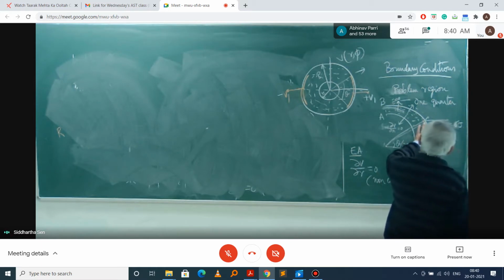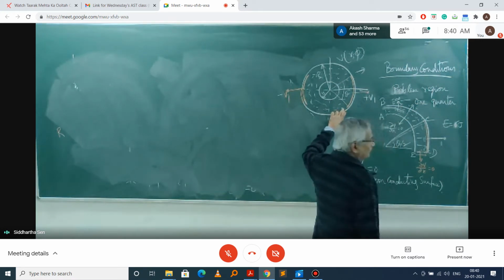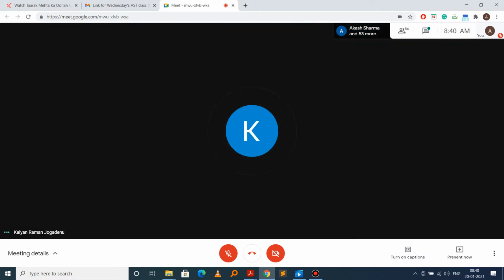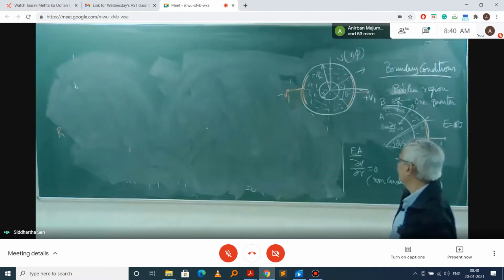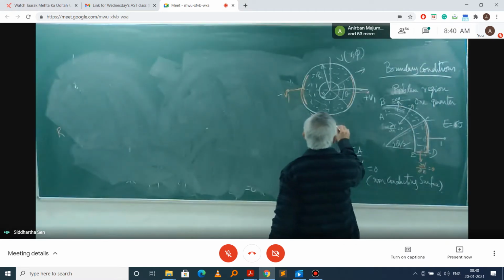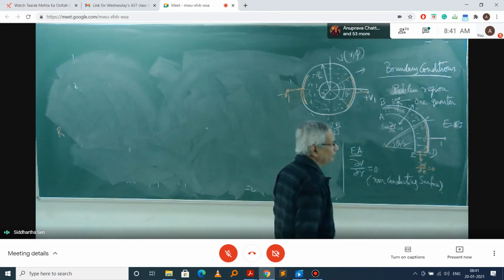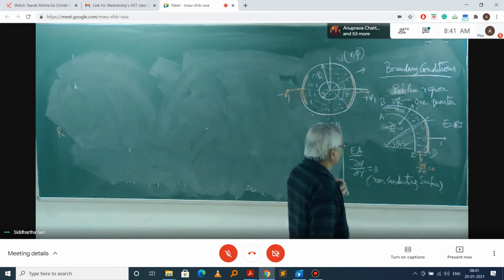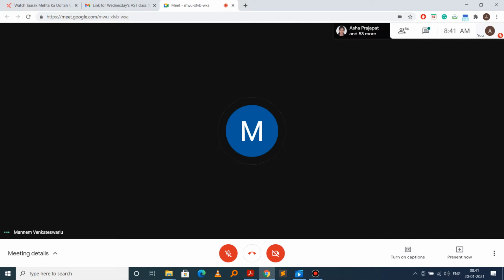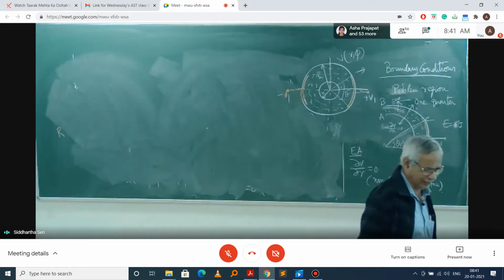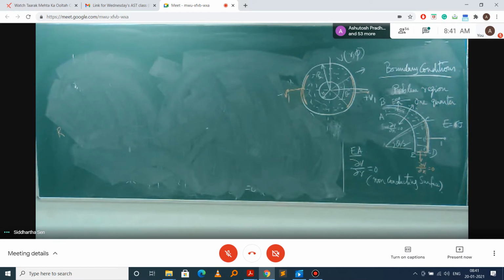Now if the current in this one is I, what will be the total current? The surface has been doubled, so it is 2I. So what will be there? It is 2V1 divided by 2I, so it will get cancelled there. Okay? Got my point? Yes, sir. So I am trying to simplify it as much as possible, but in the actual case, it will not be like that. Then we will have to go for numerical techniques and so on.